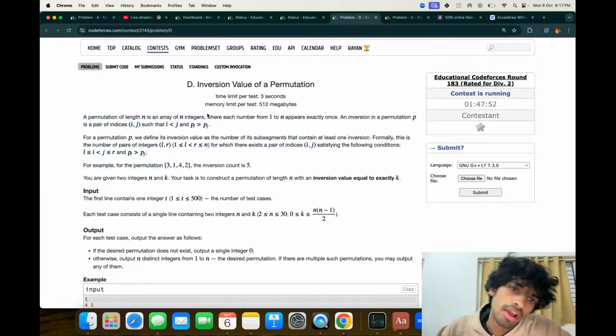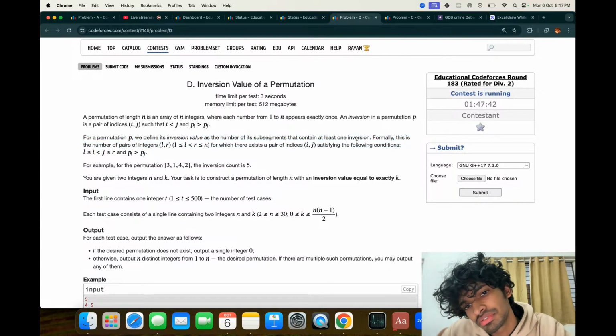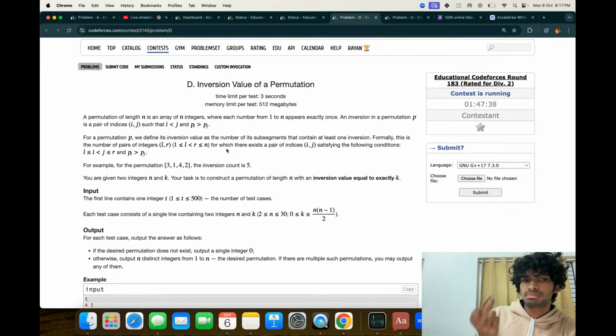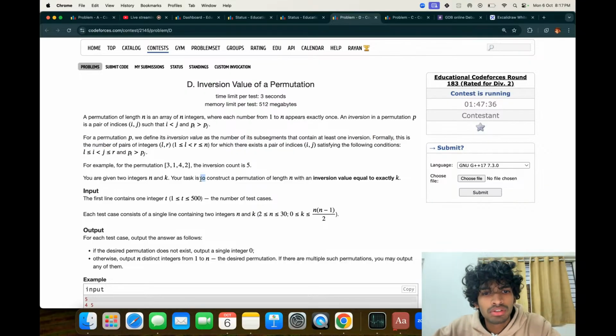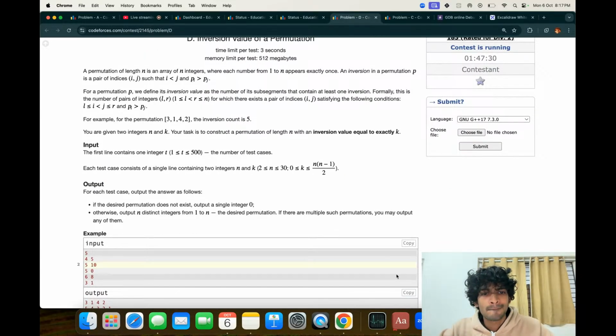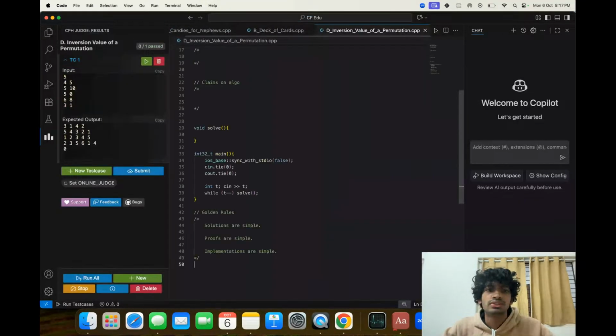A permutation of length n is an array of n integers where each number 1 to n appears exactly once. An inversion, we know what an inversion is. For a permutation, we define its inversion value as the number of its subsegments that contain at least one inversion. Formally, this is the number of pairs such that, okay, the number of subsegments with at least one inversion, whose inversion value is exactly k.